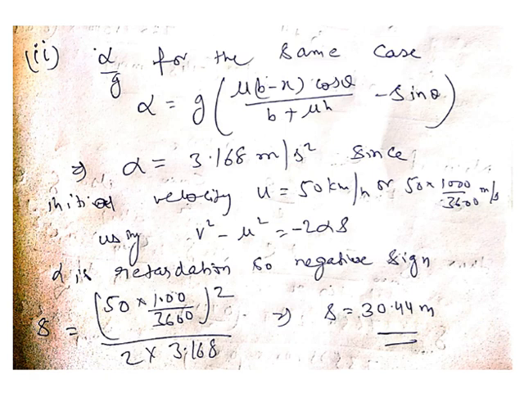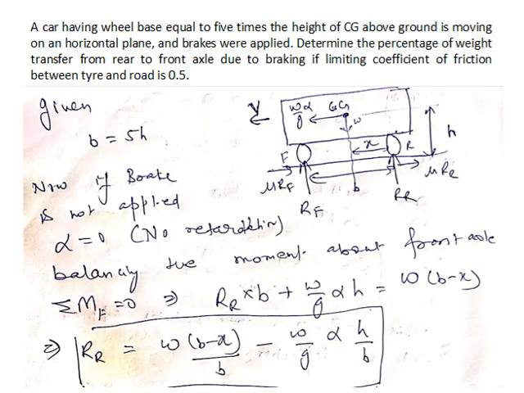Okay, moving on to the second question. Now in this question, instead of movement on an inclined surface, we have been given that the vehicle is moving on a horizontal plane. It is a plain road, not an inclined road, and the brakes are applied. It is also not given on which wheels, front wheels, rear wheels, or all four wheels, the brake is applied.